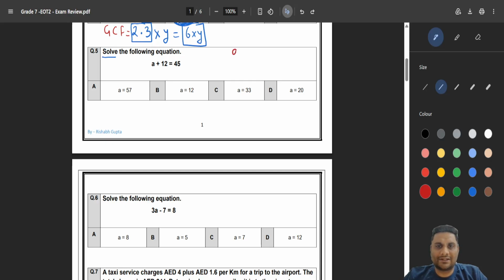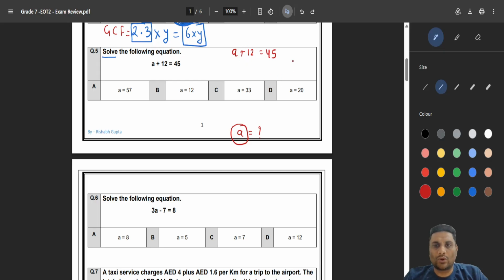The equation is a plus 12 equal 45. Now you want to find the a. You want to know a equal how much, correct? Check. There is a number with the a here. Yes or no? So if I remove the number with the a, I will get my answer. I mean I have to remove the 12. Which number do I see with the a? 12. I have to remove the 12.